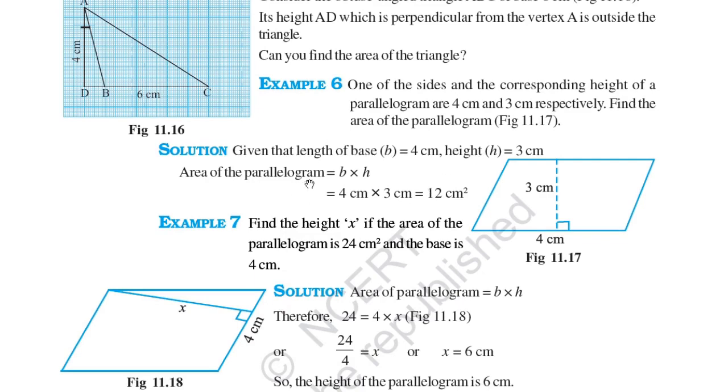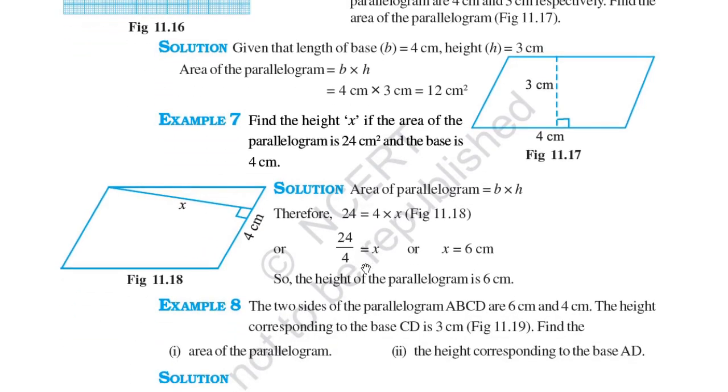So area becomes base into height, that is 4 cm into 3 cm, that gives 12 cm square. Very easy question. Example number 7. Find the height x if the area of the parallelogram is 24 cm square and the base is 4 cm.